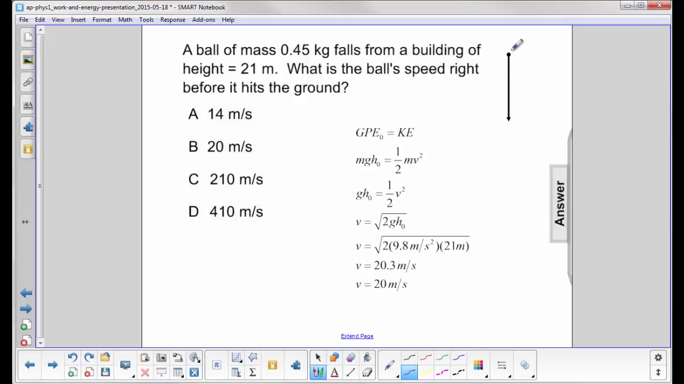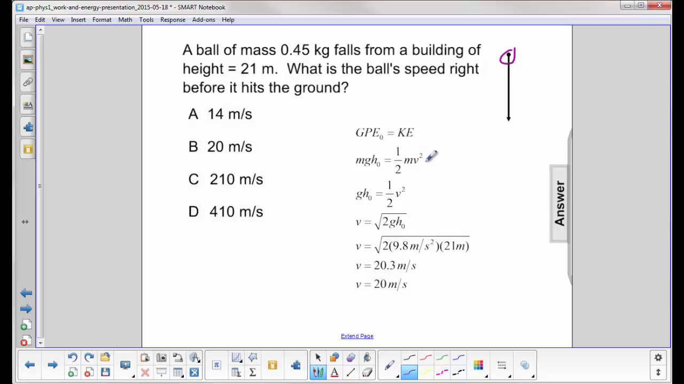At the top, at this position here, it's not moving, so all of its energy is gravitational potential energy. At the bottom, right before it hits the ground, the gravitational potential energy is essentially 0, so we're just going to use kinetic energy. So we have mgh is 1/2 mv squared.